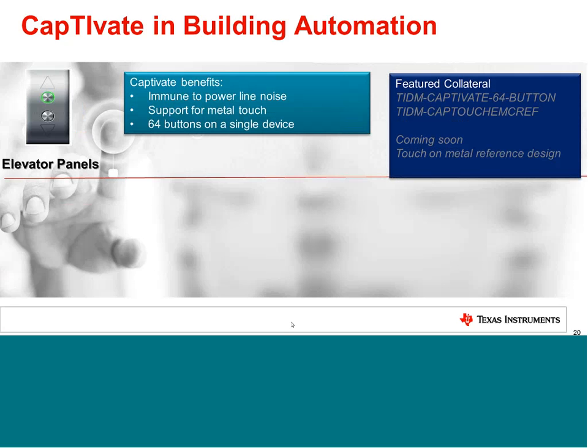And also in elevator panels, we have a large number of buttons, 64 buttons, that you can do with a single device, which is a big advantage for CapTIvate technology. So the TI designs associated with this are the 64 button, the EMC reference design, and coming soon we have a metal touch reference design also going to be available.